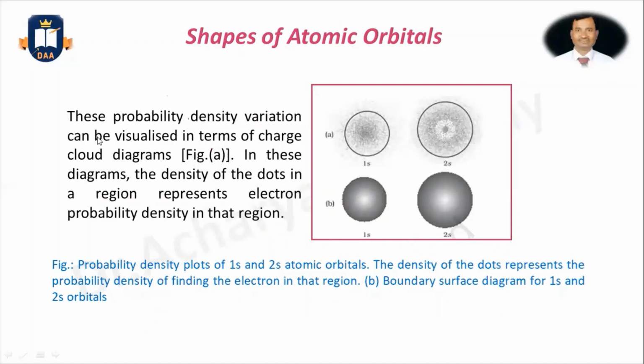And to see the probability density variation, if you visualize it by this diagram, then you see all is the charge density. So this is the case for 1s, and on the right side this is the case for the 2s. And if you put the boundary, then it is the boundary surface diagram, found in figure number B, the boundary surface diagram for 1s and for 2s. I hope that you understand the shape of atomic orbitals, its graph, psi square versus r, clearly.